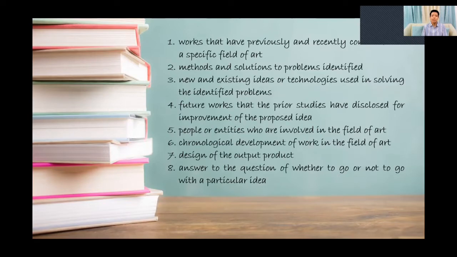Moreover, the information that can be obtained through prior art searches are the following. First is works that have been previously and recently conducted on a specific field of art. Second, methods and solutions to problems identified. Third is new and existing ideas or technologies used in solving the identified problems. Fourth, future works that the prior studies have disclosed for improvement or proposed ideas. Fifth is people or entities who are involved in the field of art.